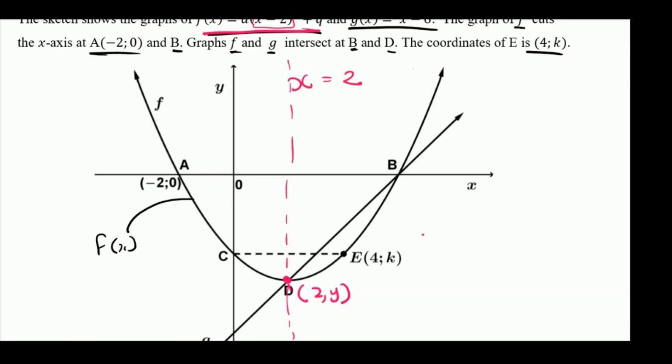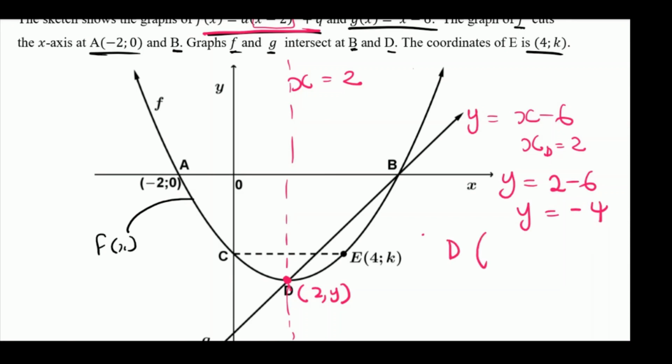So you can substitute into the straight line, which is y equals x minus 6, right? And we know the value of x of D is equal to 2. So let's find the value of y. It's going to be equal to 2 minus 6. y is equal to minus 4. So the coordinates for D would be 2 and minus 4. So these are the coordinates of D.